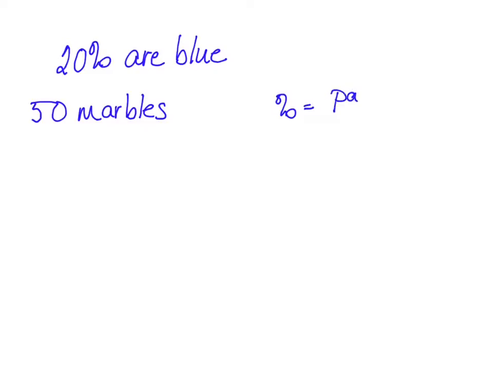So the first thing we're going to do is write down our equation for percentage. Percent equals part over a whole times 100. The next thing I need to do is figure out what information I know that I can plug into my equation. So we're given the percentage of 20%, so we can plug that into the equation.